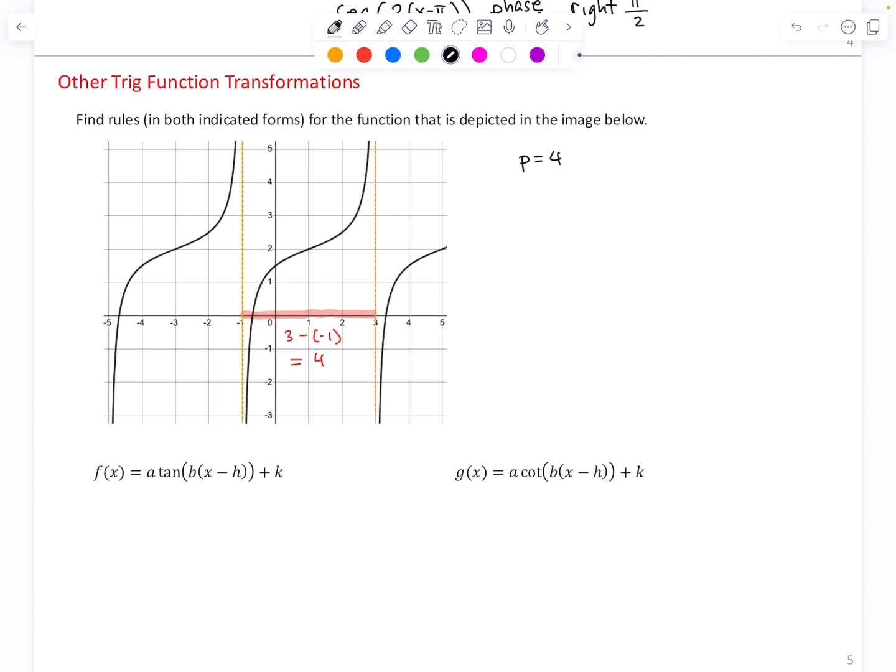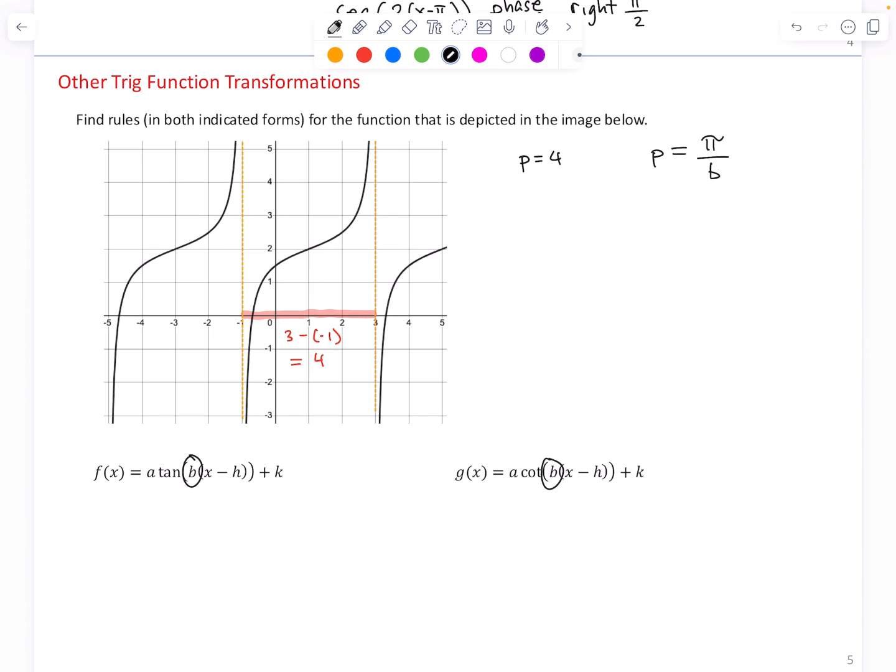So the right x-coordinate minus the left x-coordinate winds up being 3 plus 1, which gives us 4. And since this is a transformation of tangent or cotangent, no matter which form we try to do, this b is used to determine what the period is. And for tangent and cotangent, that relationship is the period is equal to pi, which is the normal period of tangent or cotangent, divided by that value b.